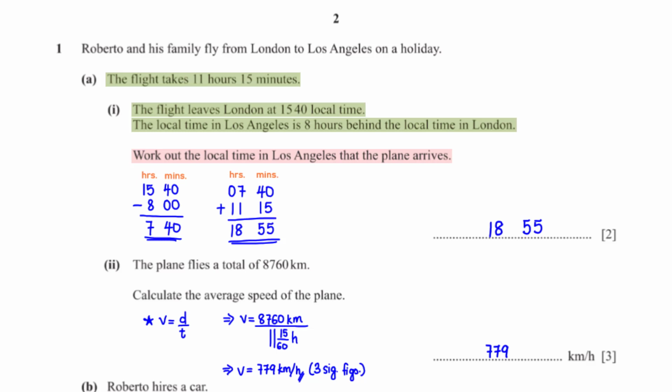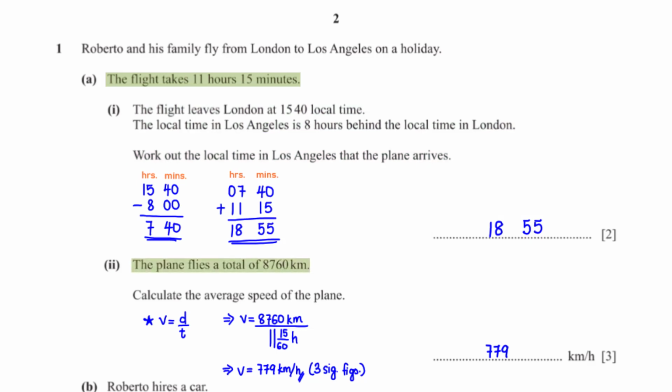To get the local time in Los Angeles when the flight leaves London, we subtract 8 hours from 15:40. Under the minute column, 40 minus 0 is 40, and under the hour column, 15 minus 8 is 7, so we have 7:40. To get the arrival time in Los Angeles, we add the flight duration, which is 11 hours 15 minutes, to 7:40. Under the minute column, 40 plus 15 is 55, and under the hour column, 7 plus 11 is 18. This means the flight arrives in Los Angeles at 18:55 local time.